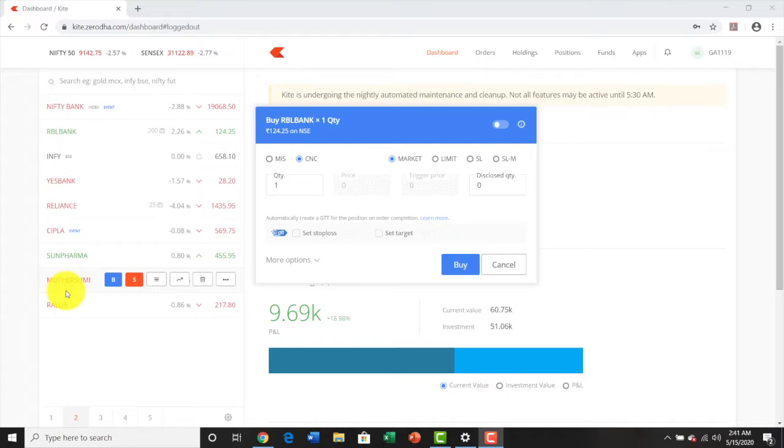But it doesn't matter if you have your Demat account with any other securities firm, even ICICI Securities or Kotak Securities. The procedure and the format more or less is the same.